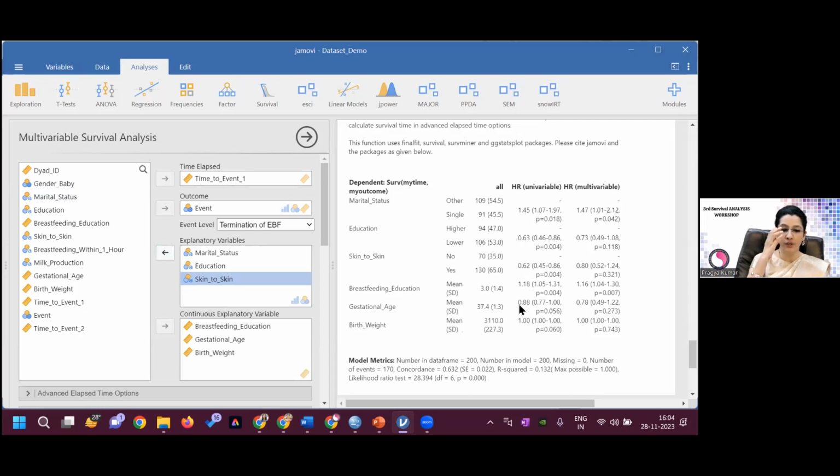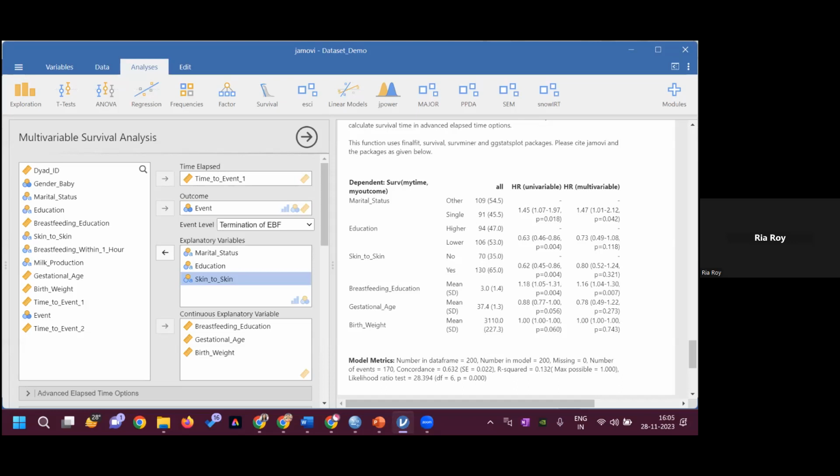For the continuous, how will you write? For gestational age, although that is not significant, this is similar to the logistic regression concept. Here you can write that by increasing gestational age by 1 week, since this is 0.78, it is less. So there is a 22% less chance of experiencing that event, because this is minus. Are you getting it? Yes, ma'am.